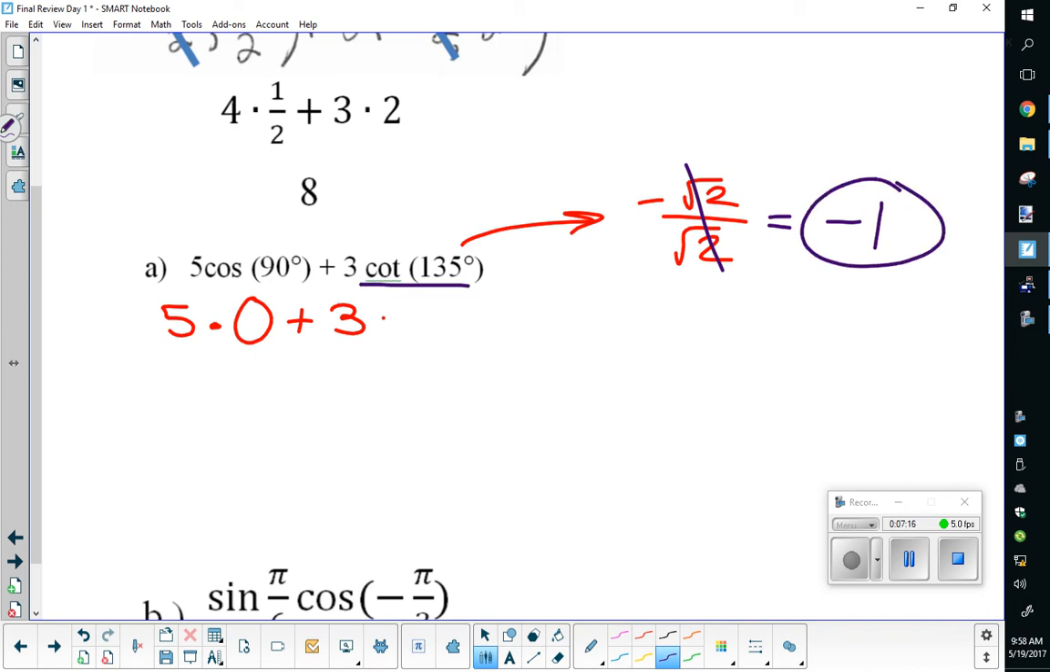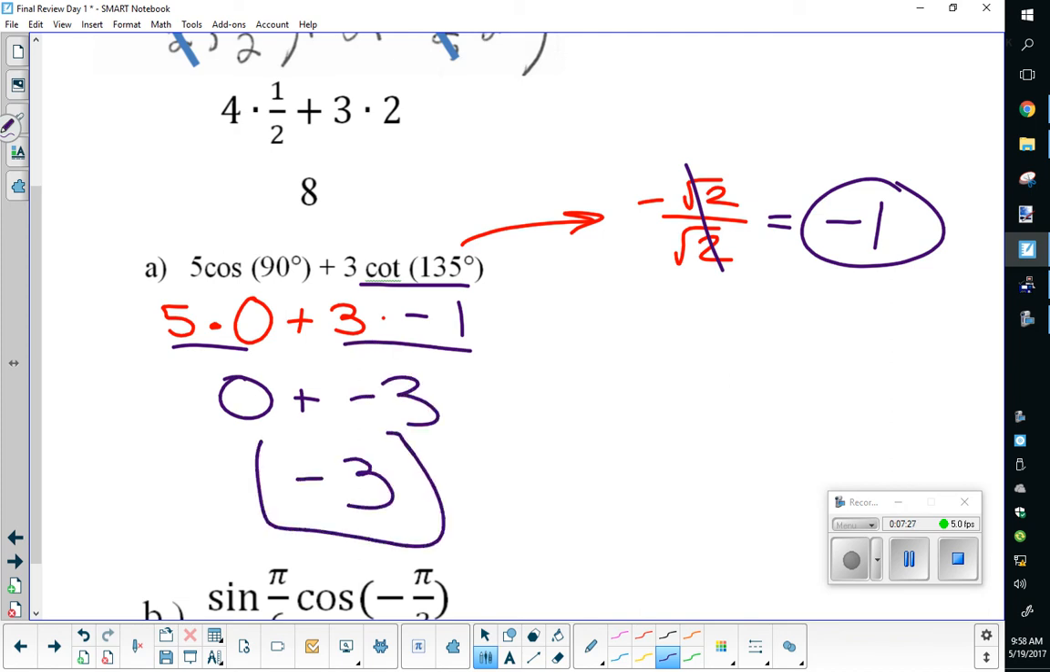If that confuses you, do x over y. That's not hard. There's my setup. What's 5 times 0? What's 3 times negative 1? 0 plus negative 3 is negative 3. That's just plugging in and using your unit circle.